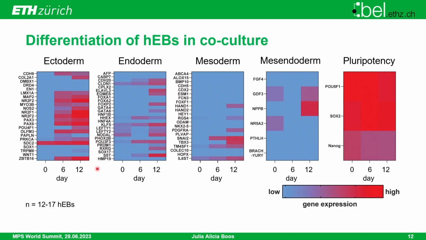One other thing I want to mention is that we also found out that we need really many EBs to see significant differences between different conditions, because, as I said before, we let them differentiate spontaneously. So we don't direct them in a specific direction, but we just let them differentiate into all the germ layers. And as the differentiation is very heterogeneous, we really need a reasonable number. So I'm talking about maybe around 15 EBs to really see significant differences between the different conditions.